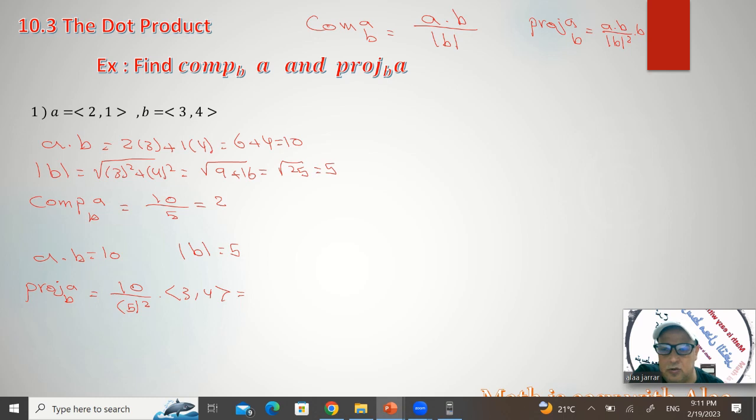So this will be 10 over 25 times 3 and 4. 10 over 25 is 2 over 5. Multiplied by 3 and 4, we multiply 2 over 5 by 3 and 2 over 5 by 4. It will be 6 over 5 and 8 over 5.